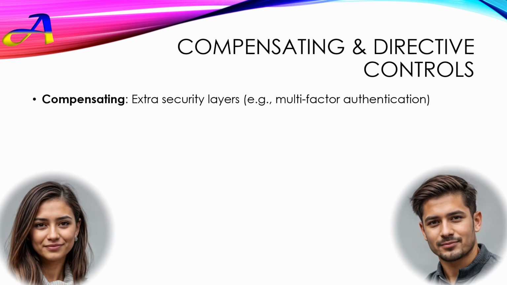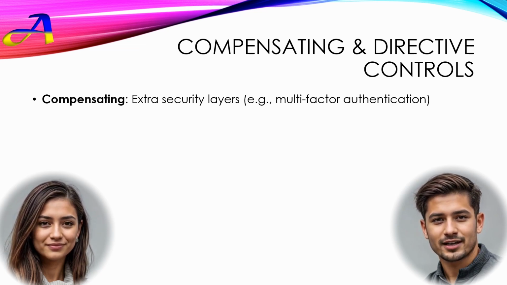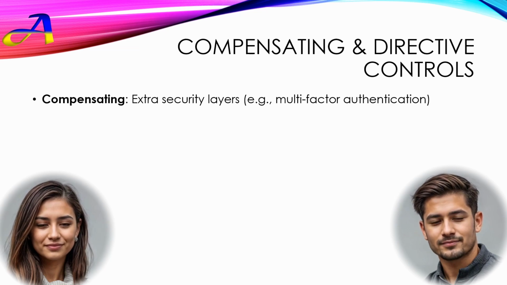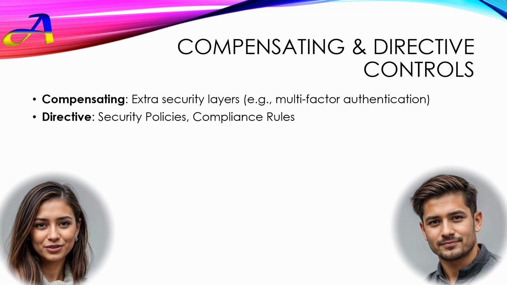Exactly. Okay. So we've got preventive, deterrent, detective, corrective, and compensating. Right. Is there one more? There is one more, directive controls. Directive. So directive controls are all about providing instructions and guidelines.